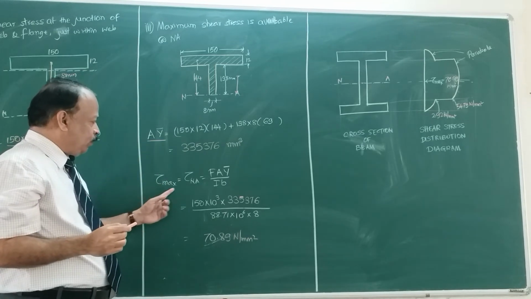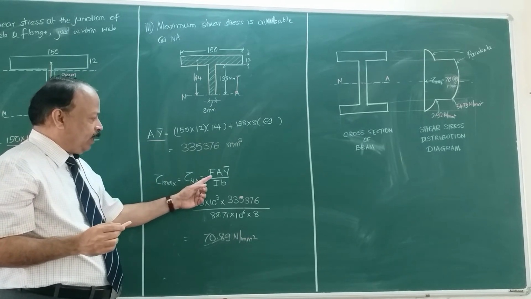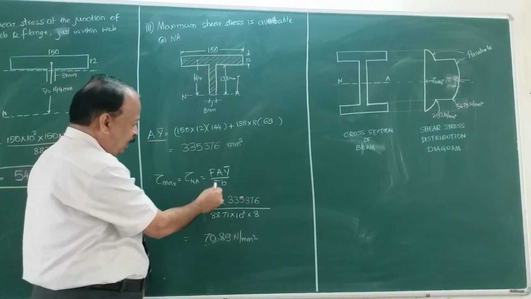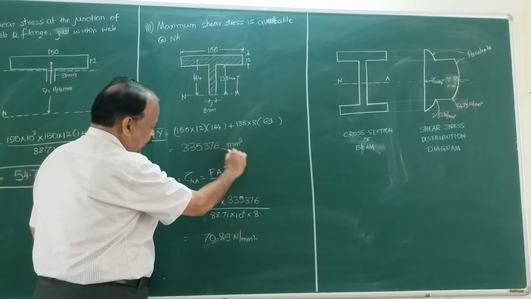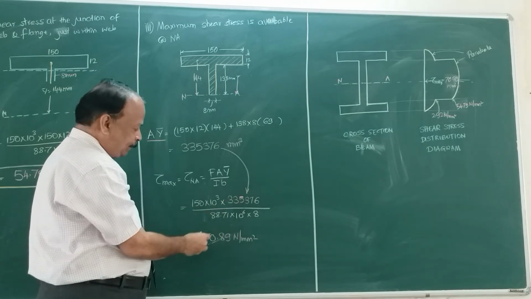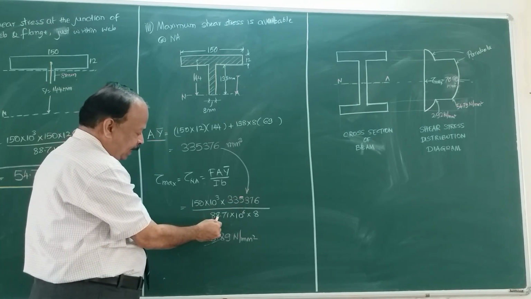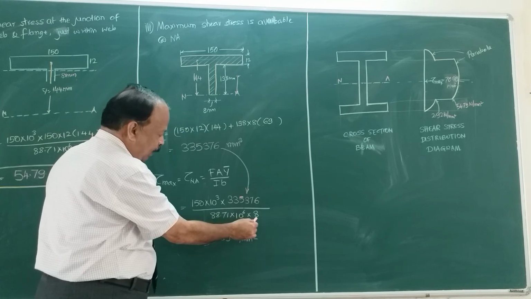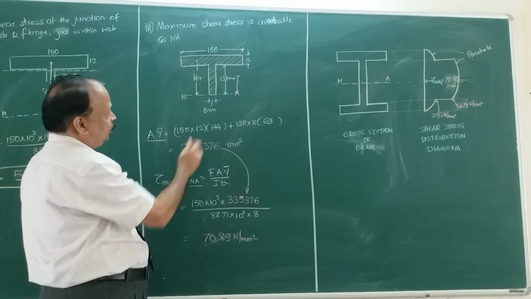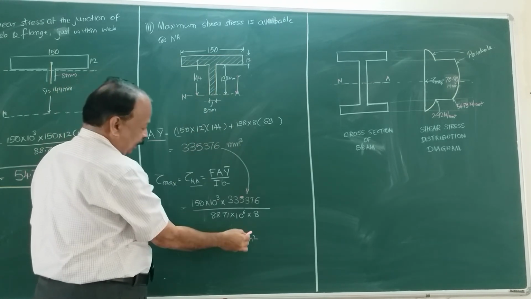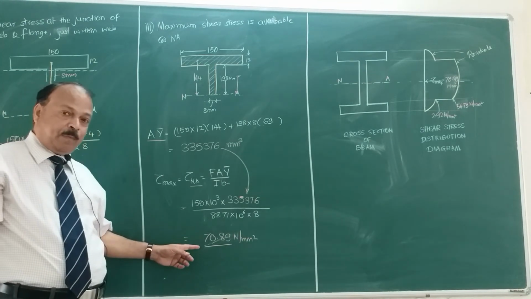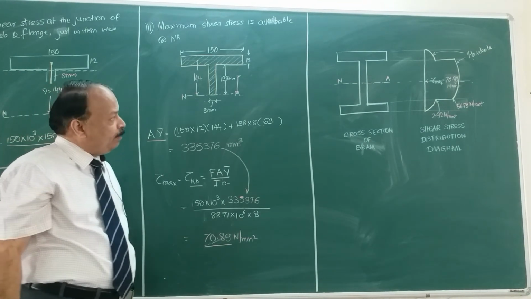So tau max will be equal to tau at neutral axis, that is equal to F A y bar upon I B. So F is 150 kilonewton. Then A into y bar we have calculated, 3,35,376, divided by I, 88.71 into 10 raised to 6, and B is the width of the beam at this level, at neutral axis level. So at neutral axis, the width is again 8 millimeter. So the maximum shear stress is 70.89 Newton per millimeter square.